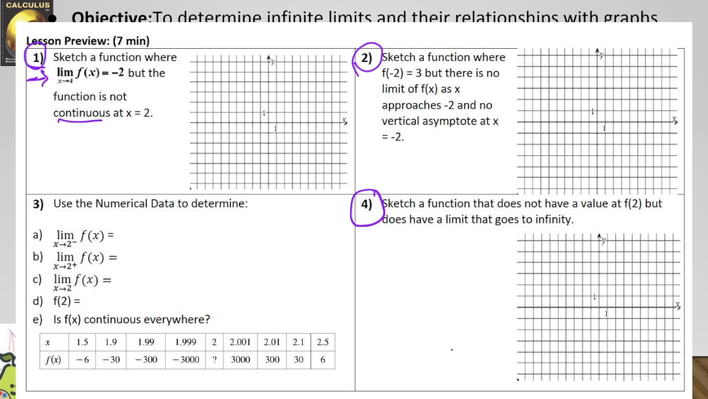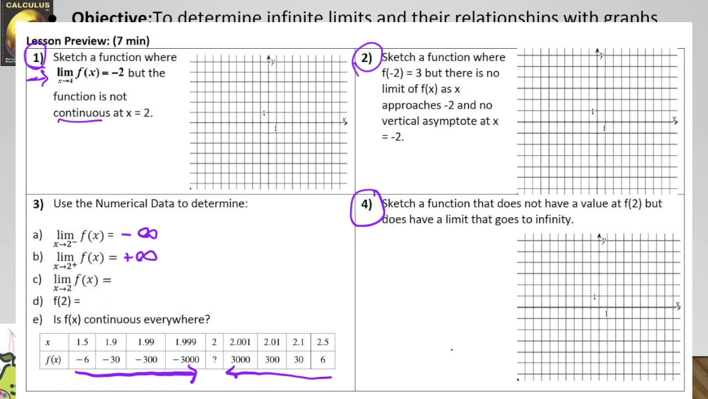For question number 3, you use numerical data. So as you were approaching 2 from the left-hand side, you saw that the y values were getting infinitely small. They were going towards negative infinity. On the right-hand side of 2, your y values were getting infinitely large, so they were going to positive infinity.